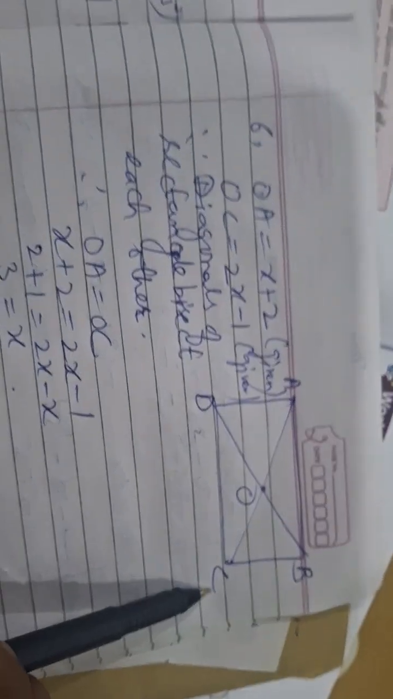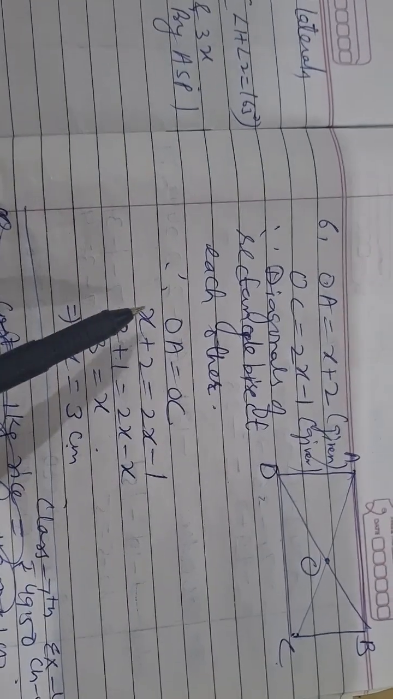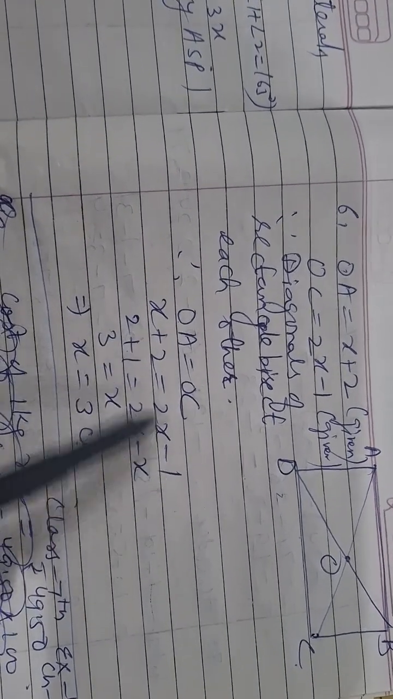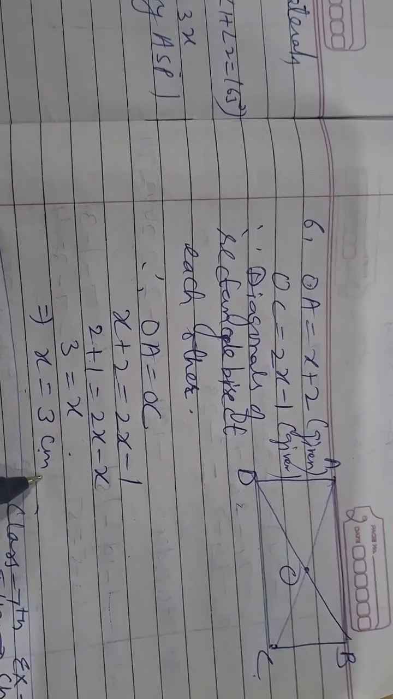See OA and OC. The diagonals of a rectangle bisect each other, therefore OA will be equal to OC. Put the value of OA and the value of OC: x plus 2 is equal to 2x minus 1. Solving, x is equal to 3 centimeters.